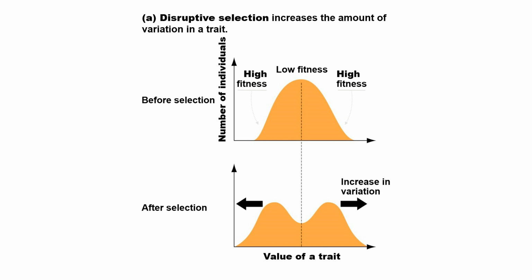Disruptive selection, you're selecting against the intermediate phenotype. So that means that those at the ends are selected for. Okay, so at the extremes. So you can get a nice little inverse bell curve.